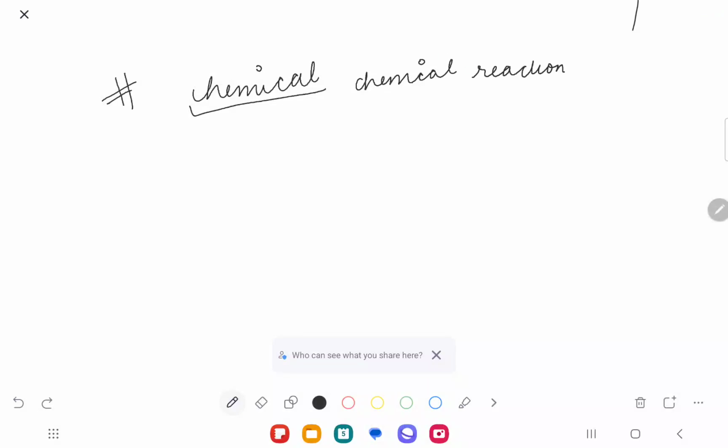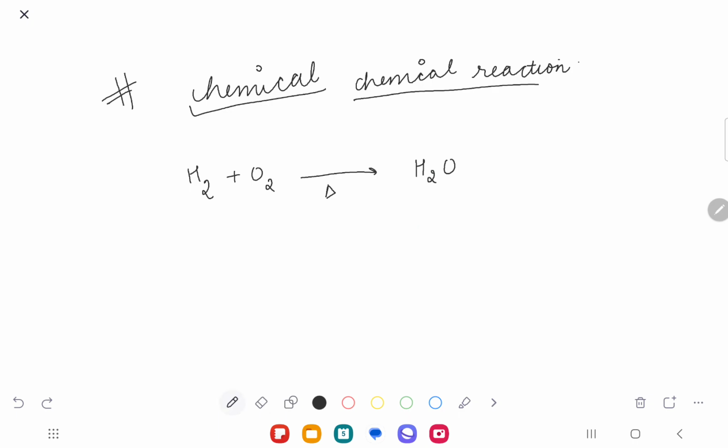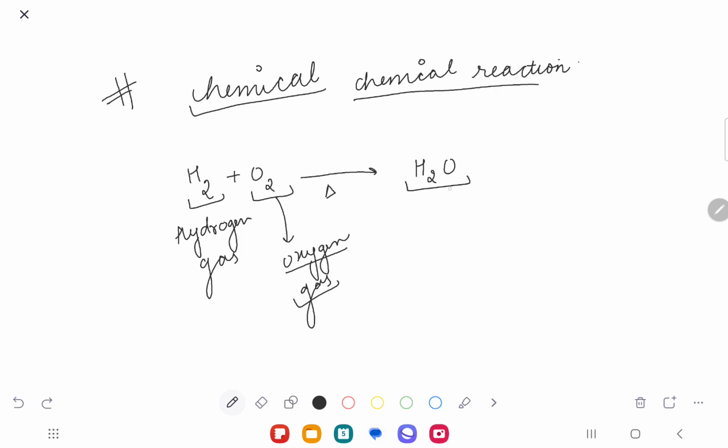So what exactly does that mean? Just understand. When we are doing a chemical reaction, let's suppose I mix H2 and O2 and heat it, I get water. That means H2 by nature is hydrogen gas. Yes or no? And O2 by nature is oxygen gas. And H2O is by nature water. Yes or no? H2O by nature is water. I hope you're understanding.